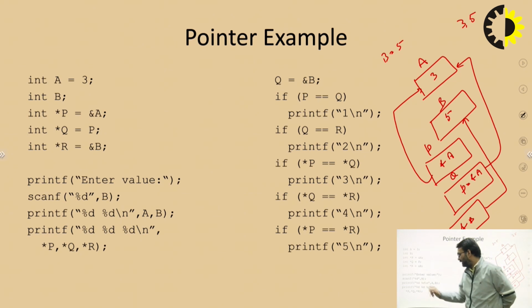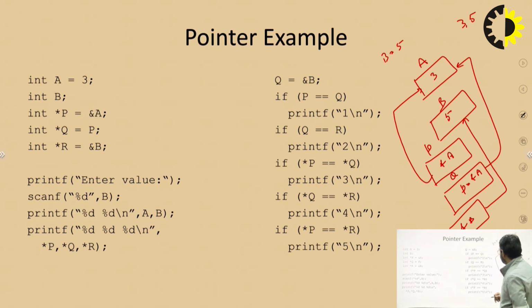Now, in the second output, we are printing three values, all of integer type. Here we are printing asterisk p, asterisk q, and asterisk r. It means we are printing the value at p, the value at q, and the value at r. So first we will print asterisk p. Asterisk p means p consists the address of a, so putting the asterisk means we are going to print the value at address a. The value at address a will be 3.